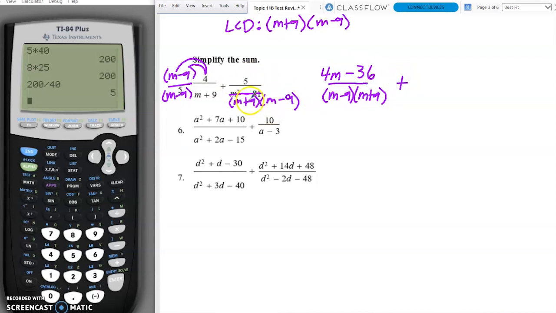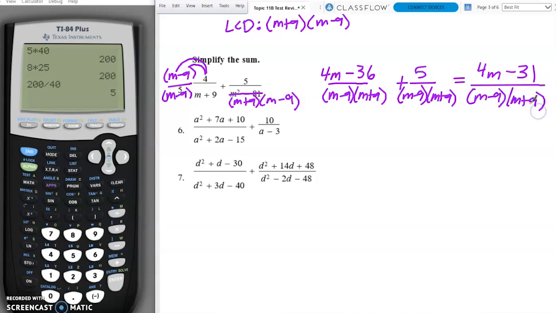plus, and this fraction right here, it already has our least common denominator, so we can just write it as 5 over M minus 9, M plus 9. We don't need to change anything there. So combine our like terms, we're going to end up with 4M minus negative 36, and 5 is negative 31 over M minus 9 and M plus 9. Normally we would want to try to simplify this by factoring and then canceling out any like terms, but 4M minus 31 cannot be factored, so we are just going to be left with this as our answer.